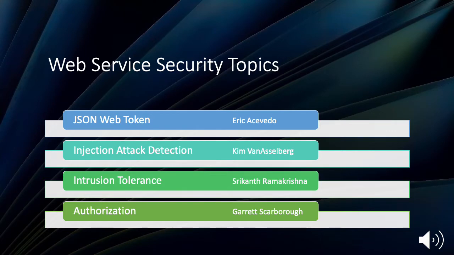Our topic was web service security. In this paper, we researched several forms of web service security, including JSON Web Tokens used in authentication, injection attack detection, a fuzzy-based intrusion tolerance method, and authorization.